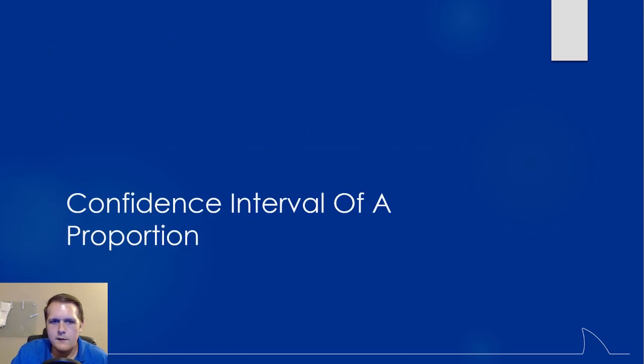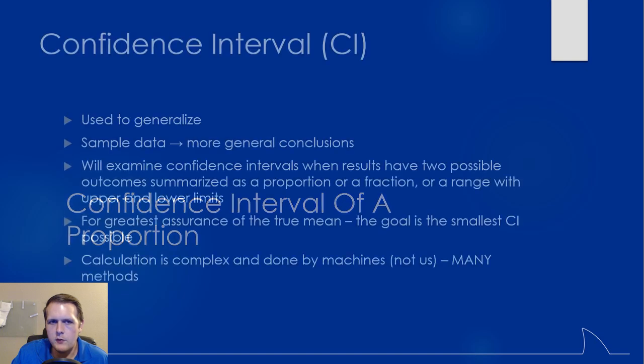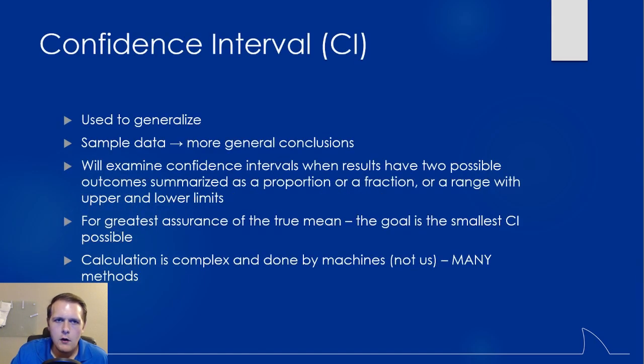So first starting out, let's talk about the confidence interval of a proportion. If you recall, when we define what a confidence interval is, basically we're trying to take a set of sample data, which is very specific to that group of people that you're looking at, and make more general conclusions about the population from which that sample was taken, essentially, right? And so again, we use those confidence intervals, usually with an upper and a lower range. It could be a fraction, it could be a proportion, whatever the case may be.